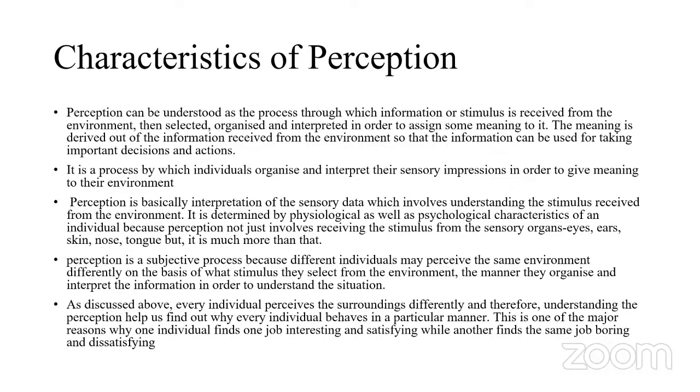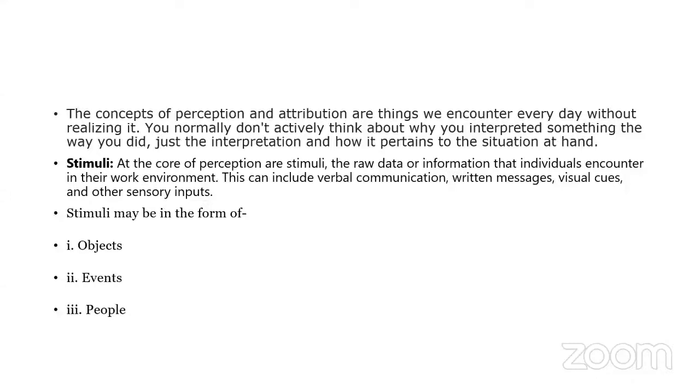Before trying to understand what is perception, let us try to understand what is stimuli. Because stimuli is at the core of perception. So, what is stimuli? Stimuli is any raw data or information that individuals encounter in their environment. I repeat once again, any raw data or any information that individuals encounter in their daily life is known as stimuli. So, any verbal communication that you come across, any written messages, any visual cues, any other sensory inputs, all those constitute stimuli. So, stimuli could be objects, stimuli could be events, stimuli could be people also. All these are stimuli.